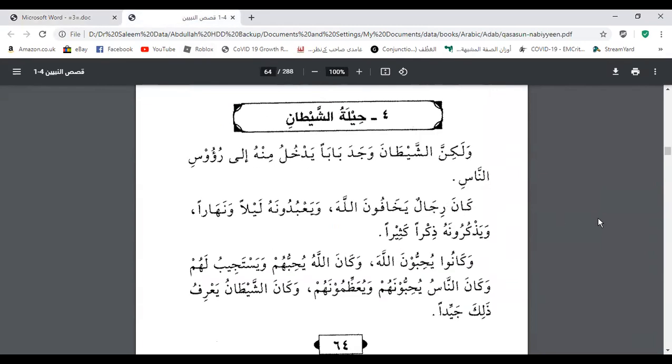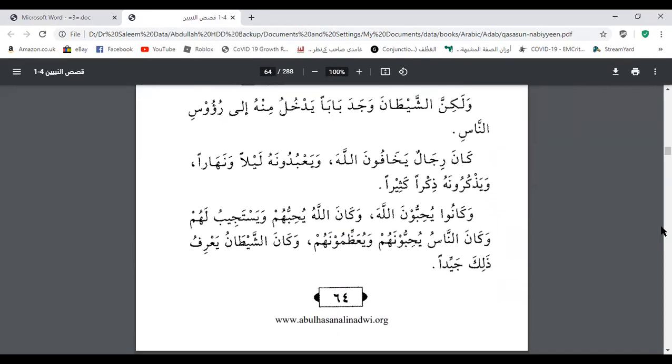حيلة الشيطان, Shaitan's plot. ولكن الشيطان وجد بابا يدخل منه إلى رؤوس الناس. But Shaitan found, وجد. What did he find? بابا, a door. Okay, منصوب, because he found it. يدخل منه, where he can enter through, where? إلى رؤوس الناس, to the head of people, people's heads. He can go into their mind through that.